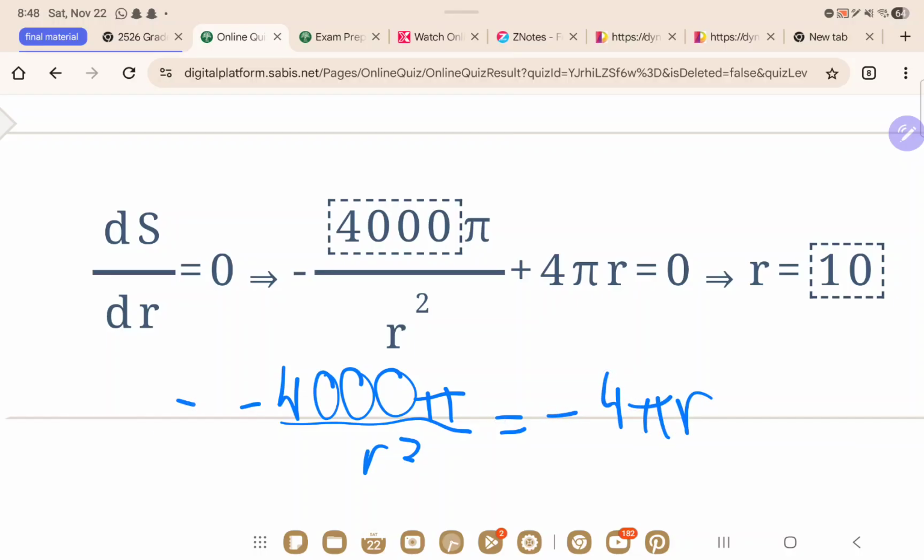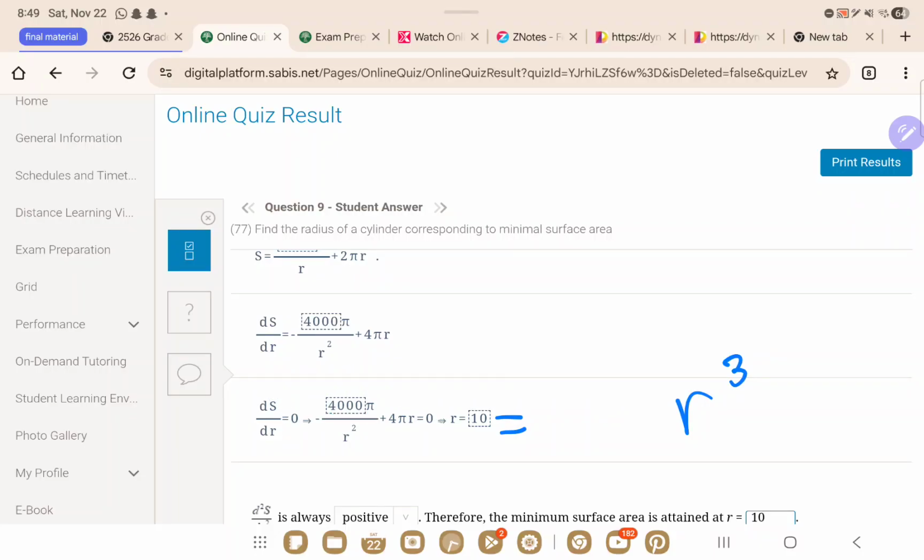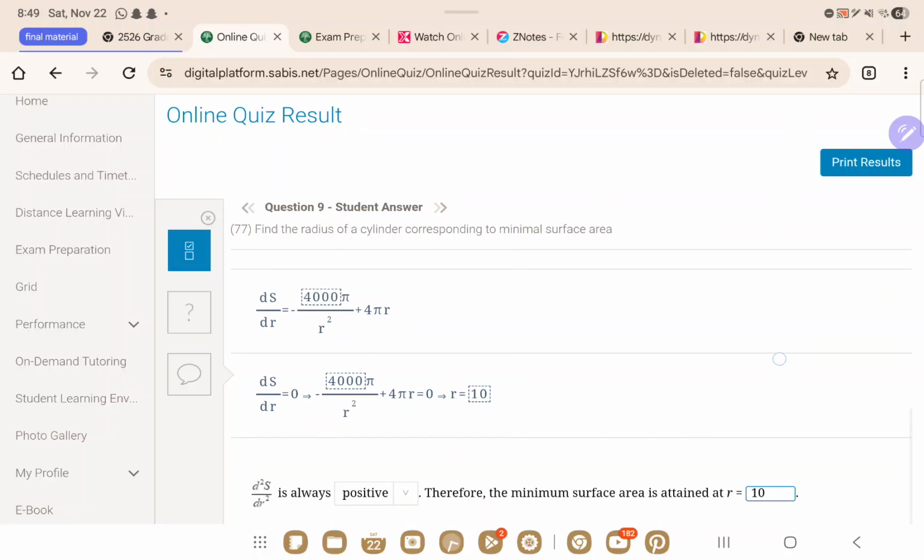Pi cancels with pi, negative cancels with the negative. Now 4, and you're going to multiply the r squared by the r. So it's 4 r cubed equals 4000. Now 4000 divided by 4 is 1000, so r cubed equals 1000. So r is equal to 10. And that's it for this question.